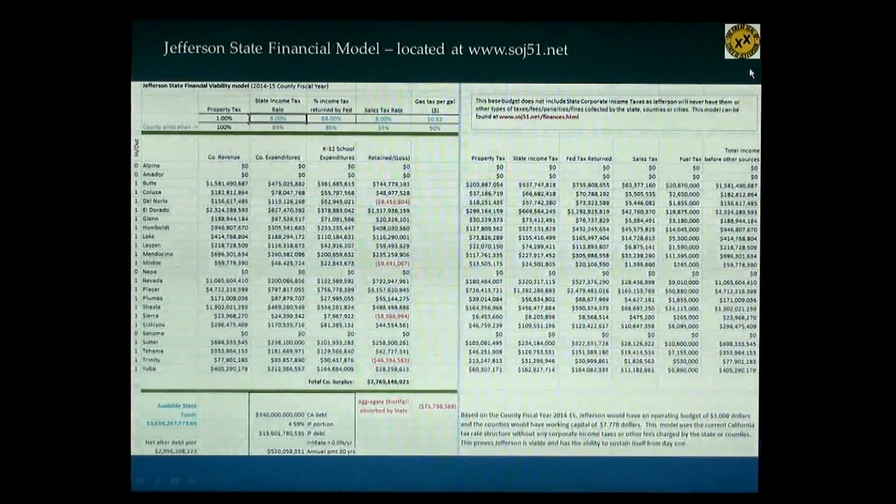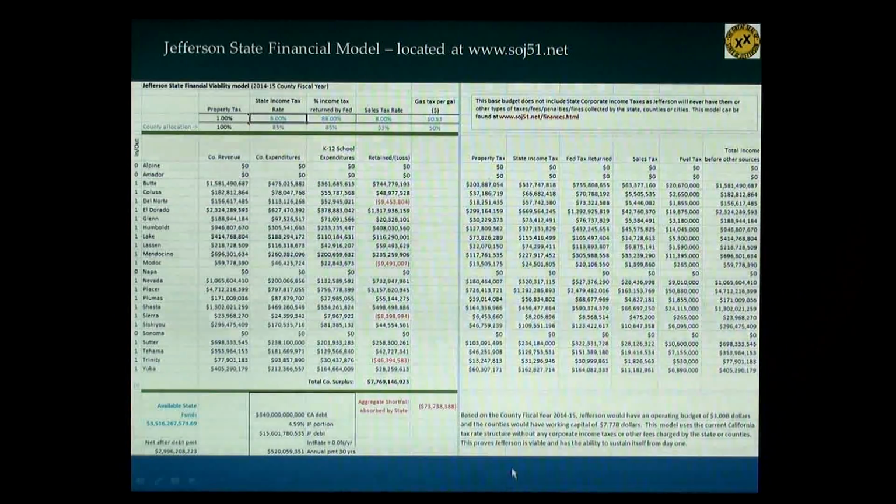What we're looking at is the financial model for Jefferson, which is located at www.soj51.net. What you can do is download the Jefferson model, and this is what you'll bring up. You'll see 24 counties that come up on the main screen. What you'll see on the bottom is a tab called Master. It's pretty much the first 7 tabs along the bottom that are of interest. And then you'll see each county has an individual tab across the bottom.